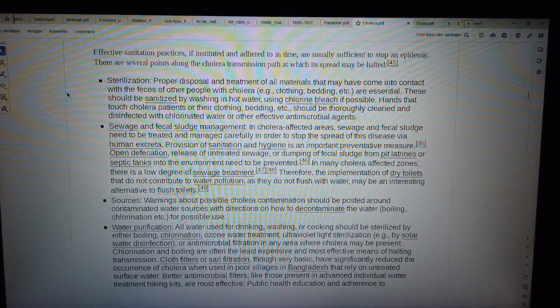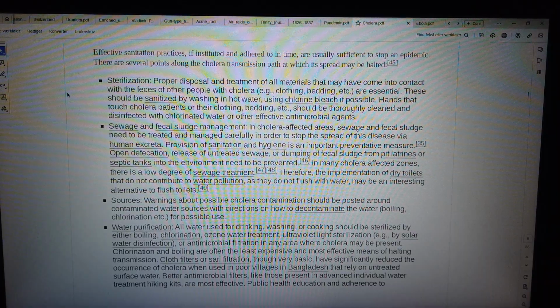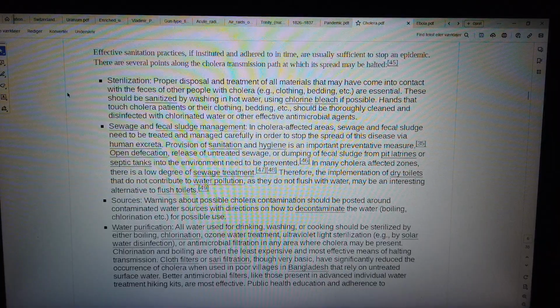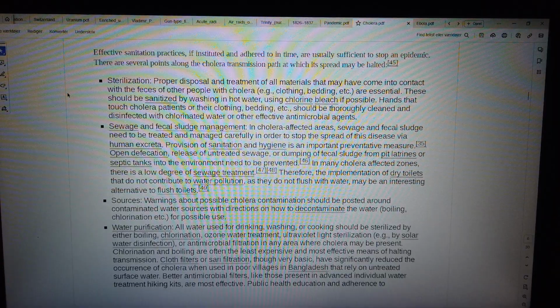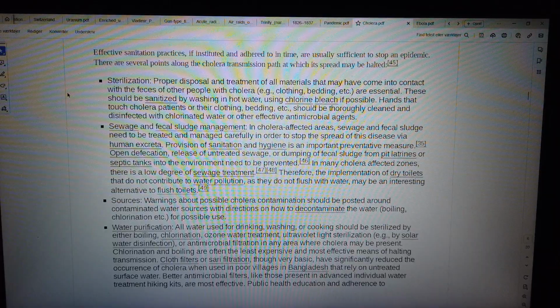Sterilization, proper disposal and treatment of all materials that may have come into contact with the feces of other people with cholera, for example, clothing, bedding, etc., are essential. Feces should be sanitized by washing in hot water, using chlorine bleach if possible. Hands that touch cholera patients or their clothing, bedding, etc., should be thoroughly cleaned and disinfected with chlorinated water or other effective antimicrobial agents.